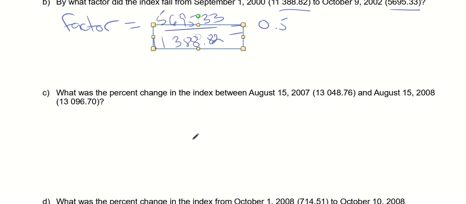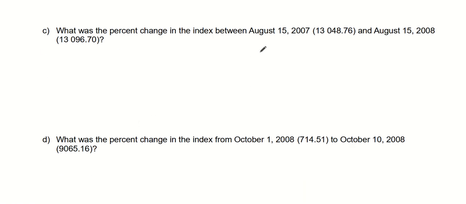So it says here, what is the percent change in the index between August 15th, 2007, and again, I wrote down the numbers here for you, and August 15, 2008, and the other number here. This is different. This is the percent change, and we're supposed to use the percent change formula. We learned that in the previous units.